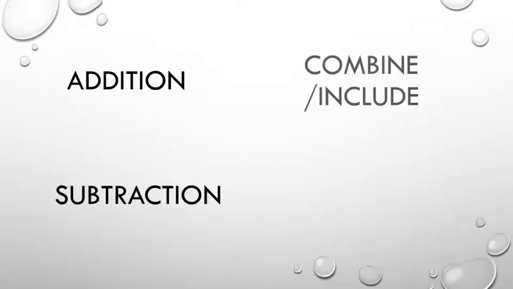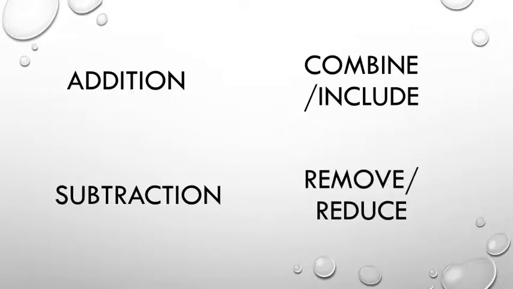Now what is addition and subtraction? Addition is basically an operation wherein you combine or include two or more of anything, while subtraction is an operation wherein you remove or reduce one thing from another. But before we can proceed to addition and subtraction, we should first learn how to count.